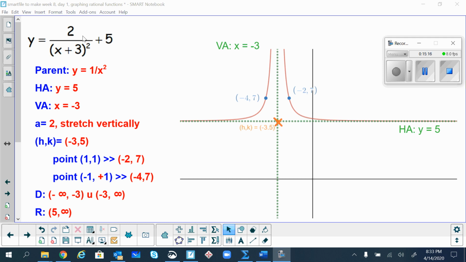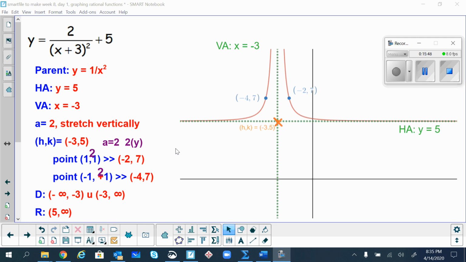Looking at our function, we see that our a value is 2. That tells us that our function is going to stretch vertically. We don't have any reflecting, but we do have a vertical stretch. So when we plot our HK point is negative 3, 5, and I've marked it here with an X. And what do we know about our points? Our points would be 1, 1 if A were equal to 1, and negative 1, 1 if A were equal to 1.